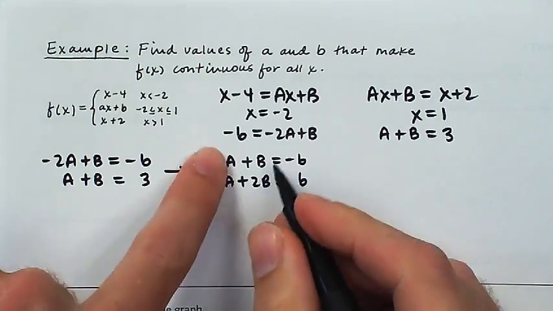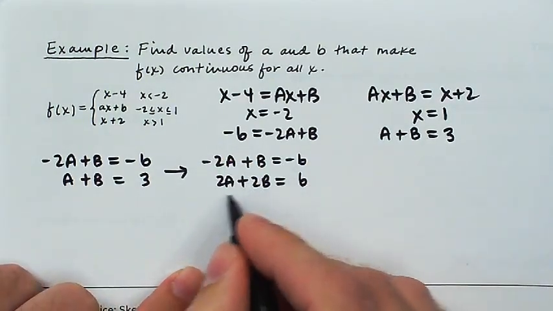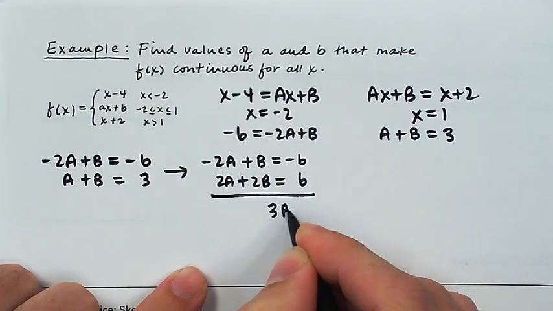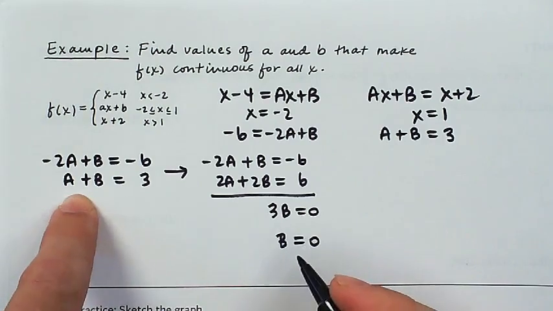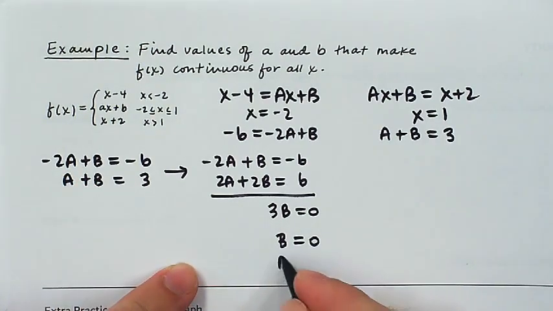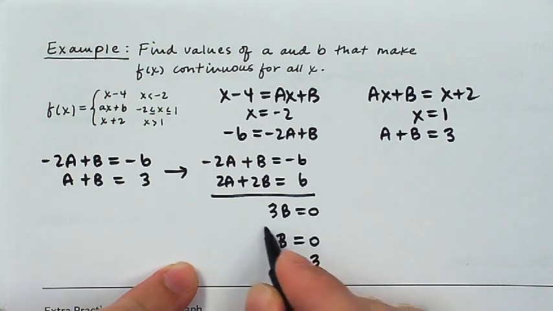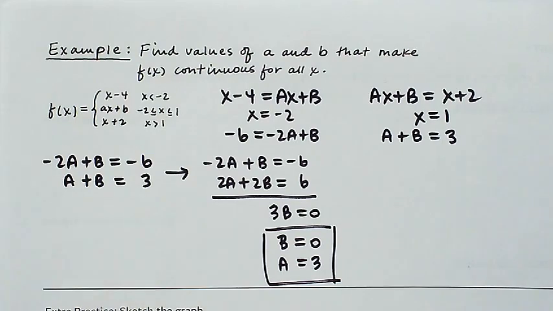Okay, because I had to double everything. I'm going to add these together. I'm going to get no a's, 3 b's equaling 0. Okay, that's telling me b needs to equal 0. But then I go back to the easier looking of my 2 original equations. I see a plus b equals 3. That means a needs to equal 3. And there I found the values of a and b that make the function continuous for all x.